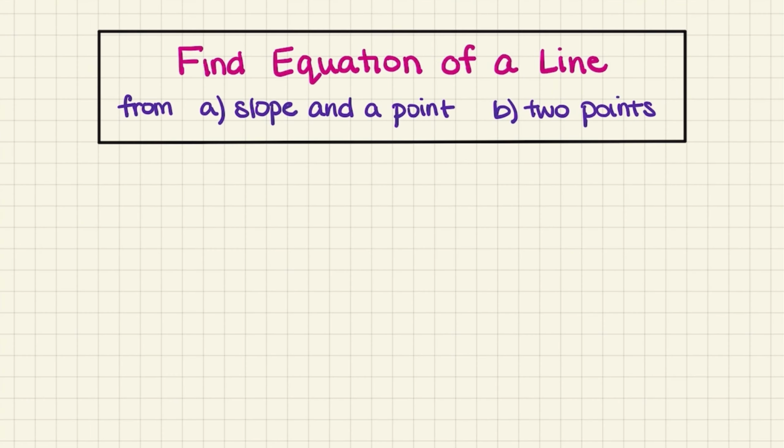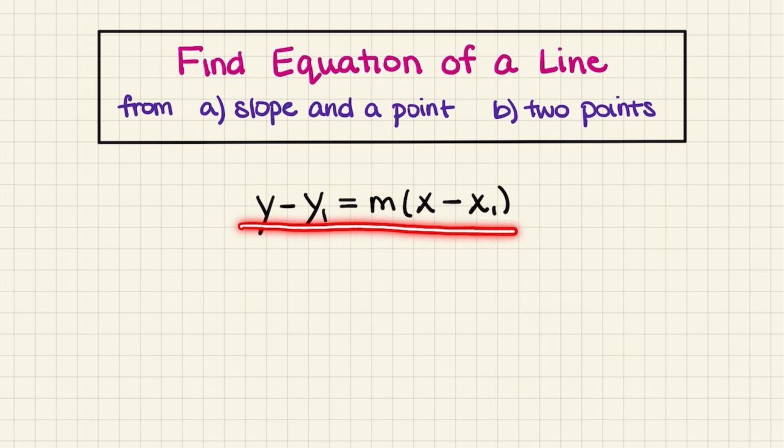In this video, we'll be going over how to find the equation of a line, both when we're given the slope and a point, and when we're just given 2 points. For both of these circumstances, we're going to need to use the equation y minus y1 equals m times x minus x1. And we'll go over this equation in our examples. So let's get started.